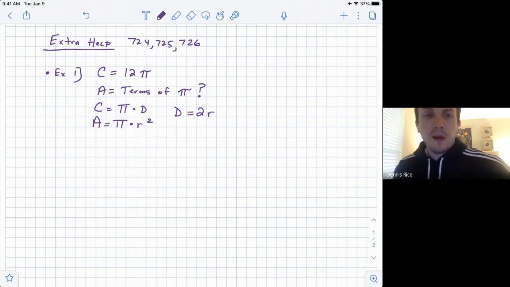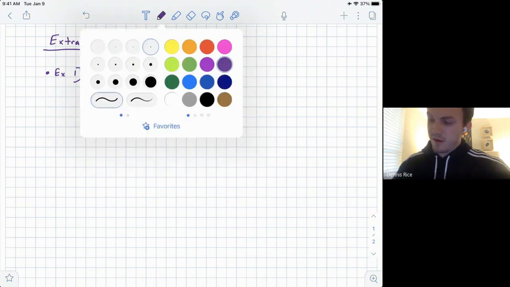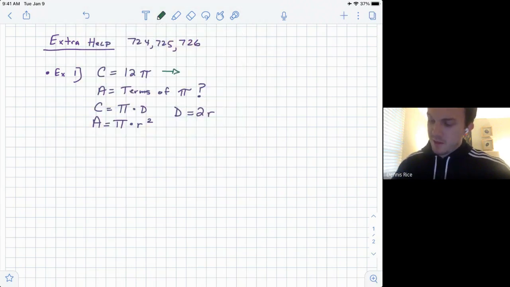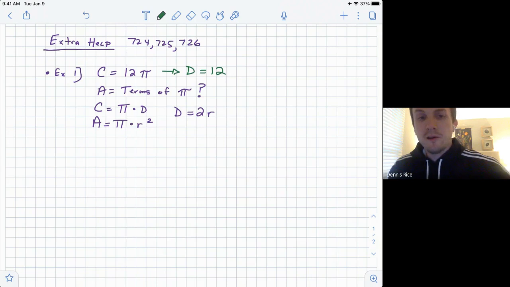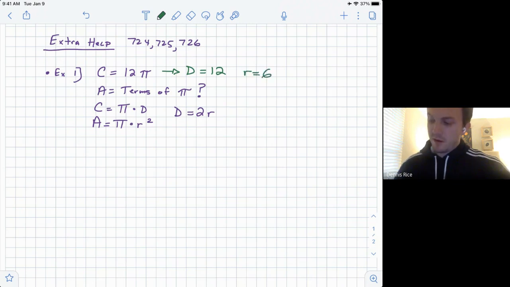Okay. So when we look at that circumference is 12 pi, that's giving us information. What information we can pull out of that is the fact that the diameter is 12 units, whatever it happens to be here, 12 inches, whatever. Okay. Why is that useful? Once we know the diameter, we also know the radius. If I know the diameter is 12, I know the radius is 6. And that's all you need for area, right?